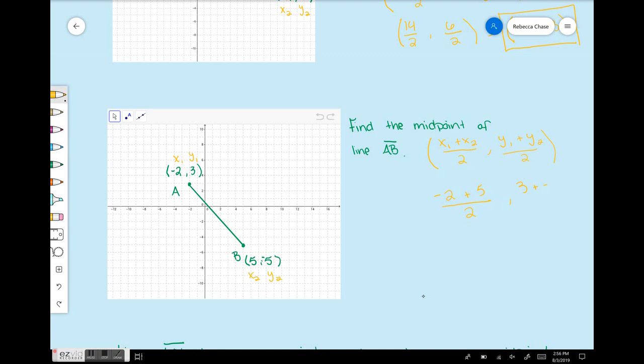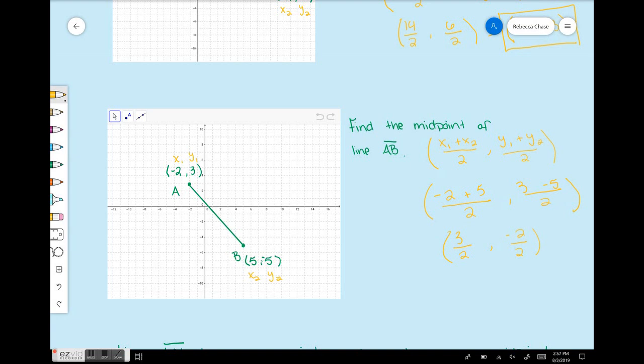Okay, so that's a negative 5. So when I plug that in, I'm going to have 3 plus a negative 5. Remember, when we're adding a negative, that's really the same thing as just subtracting, right? So I can get rid of that plus sign. Then I simplify negative 2 plus 5. That's going to give me positive 3 over 2. And then I've got 3 minus 5, which is going to be negative 2 over 2.